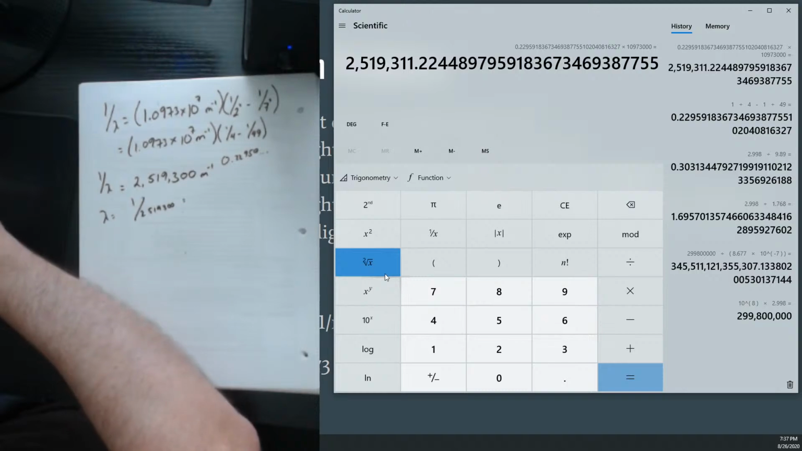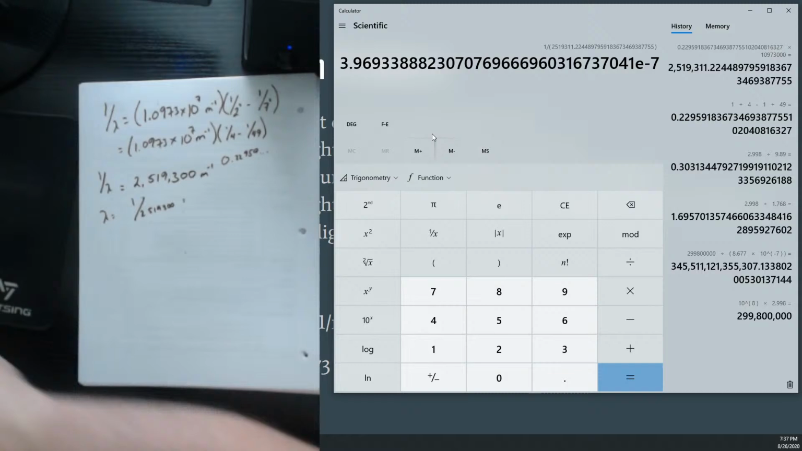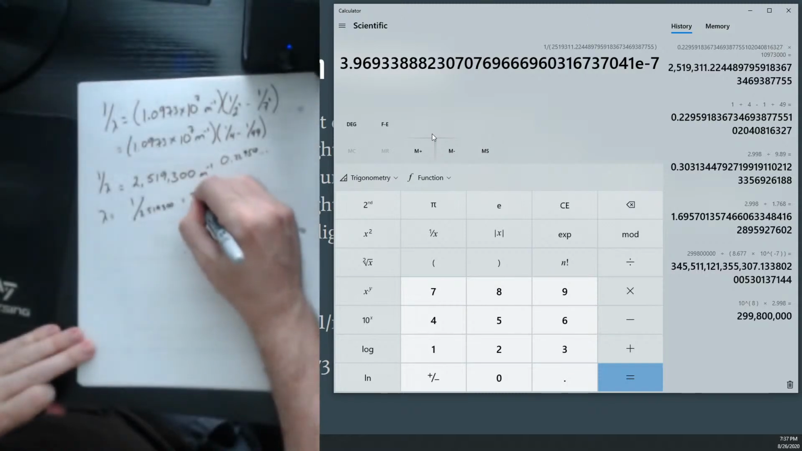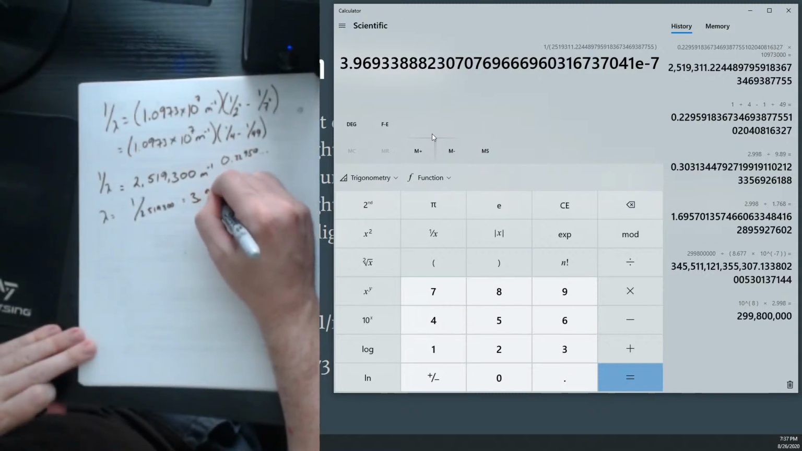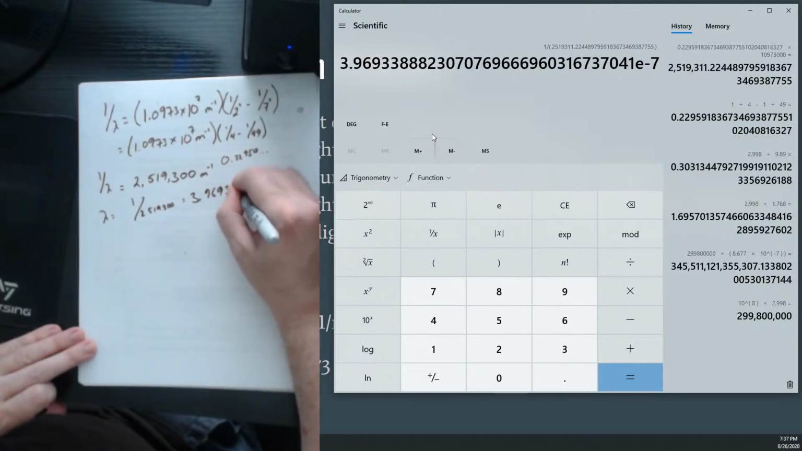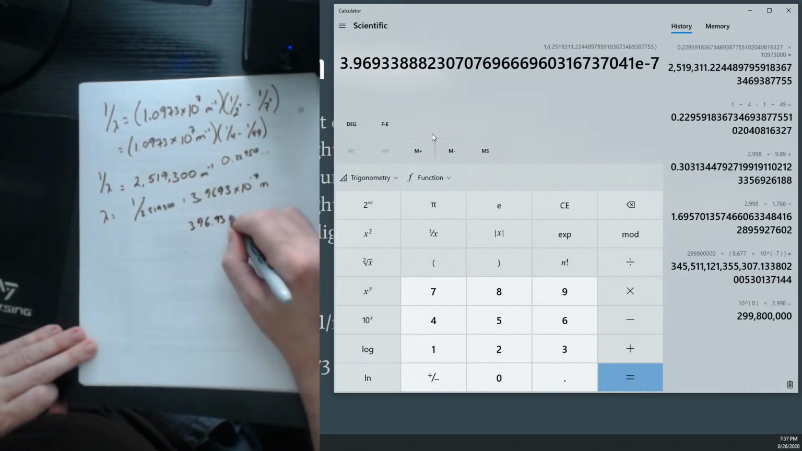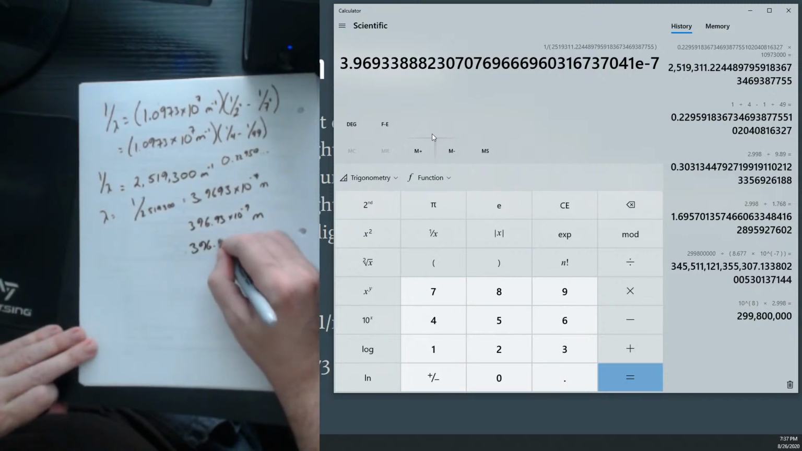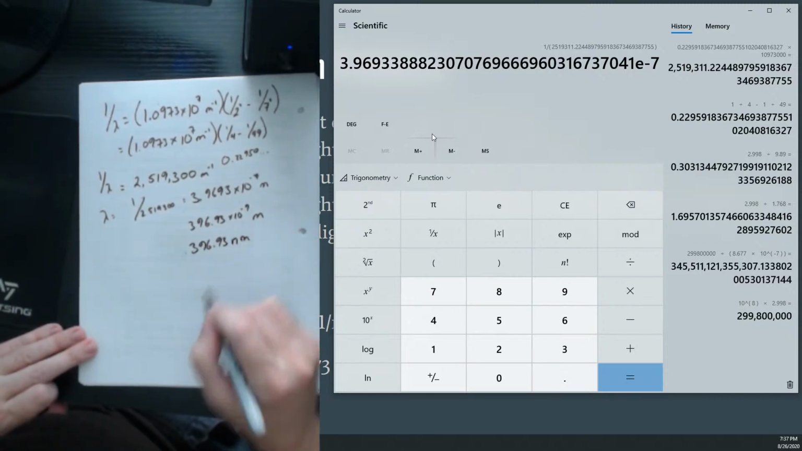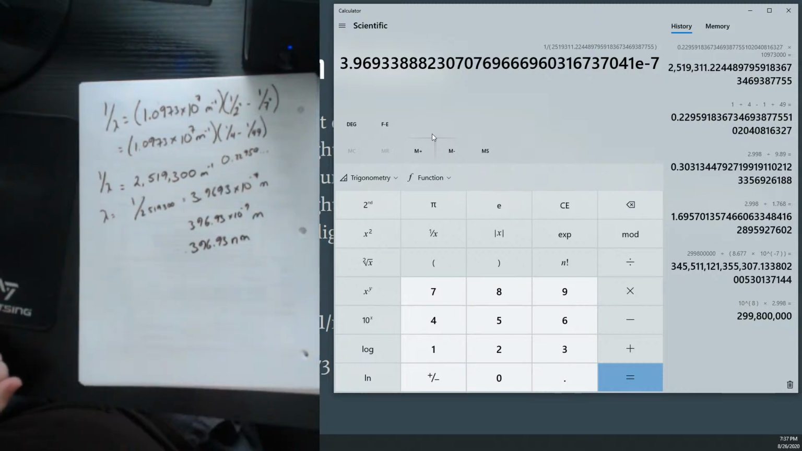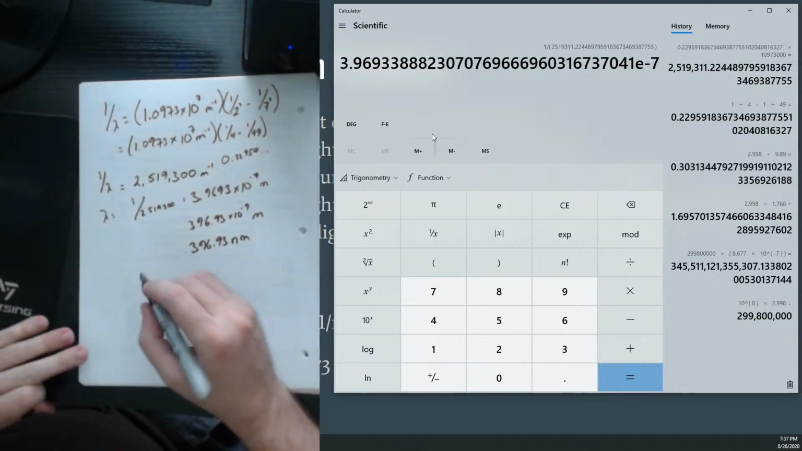Do we have a button for that on this calculator? We do. So that is 3.9693 times 10 to the negative 7th meters. Or 396.93 times 10 to the negative 9th meters, or 396.93 nanometers, which is just barely at the edge of visible light.